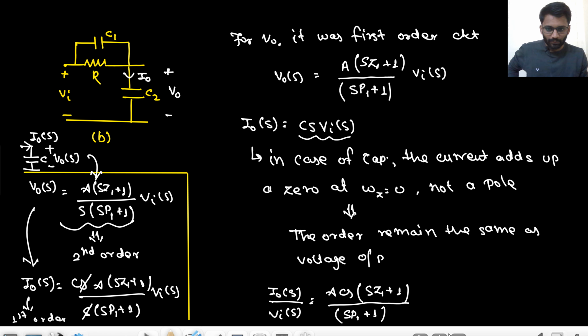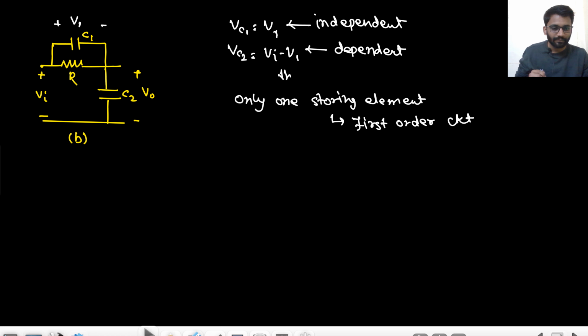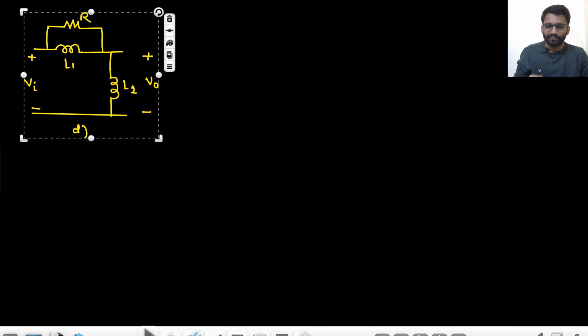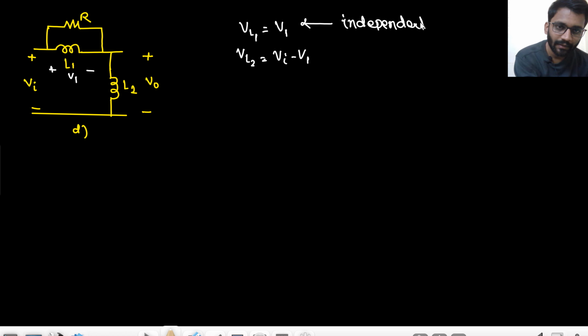Now let's just go to the third circuit we have studied. Now let's just go to this circuit. So what would you do? VL1 you will give V1 voltage. Independent voltage you are giving. VL1 you are giving V1 voltage. So let's just assume this is V1. So what would be your VL2? That would be V in minus V1. Right? This is independent and the other one is dependent. You could have given V2 to this and then VL1 would have been V in minus V2. Okay, anything you could have given.